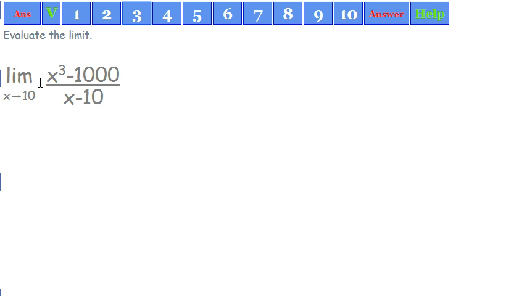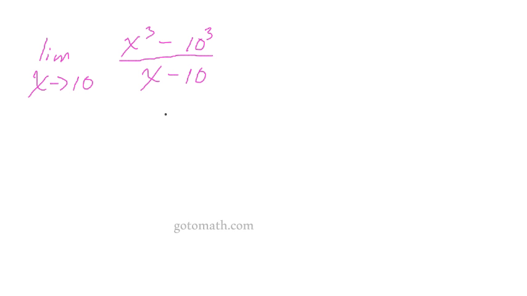So that means that we're going to try to factor the numerator here and cancel out some like factors. So let me just go to the whiteboard. So we're looking at the limit as x approaches 10 of x cubed minus, now instead of writing that 1,000, I'm going to write this as 10 cubed over x minus 10.